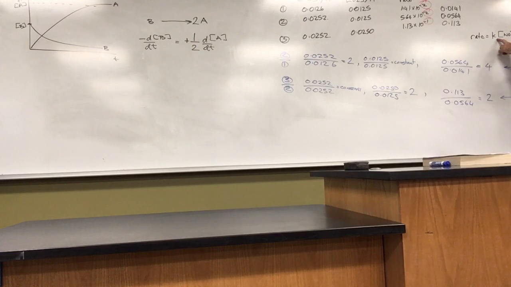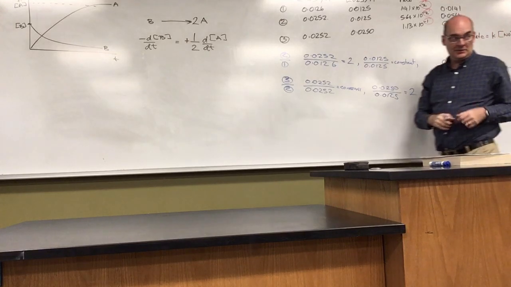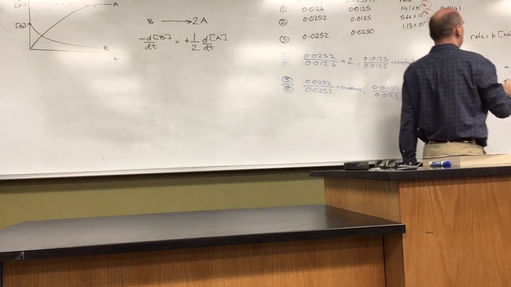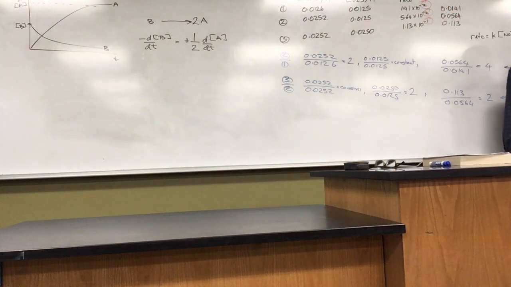So k is rate divided by the concentration of NO squared, which in turn is multiplied by the concentration of O2. And that is molarity per second divided by molarity times molarity times molarity.